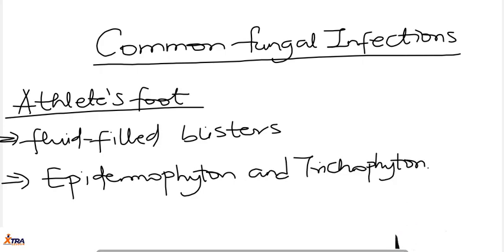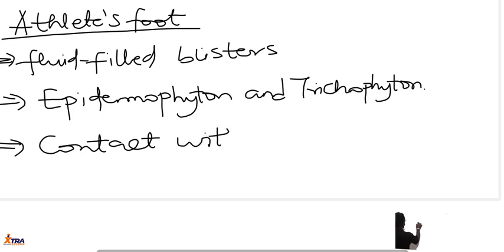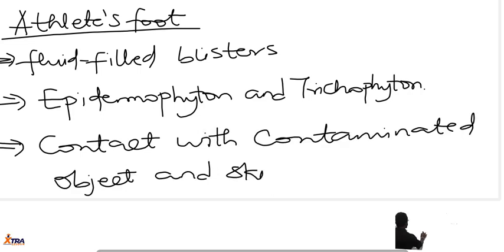Now, how do you get it? Through contact with infected objects. When you come in contact with contaminated objects, as well as skin lesions. So let's say somebody has those blisters, you burst the blisters. Rather than going to wash your hands, you introduce it. Let's say you rub it on your leg.